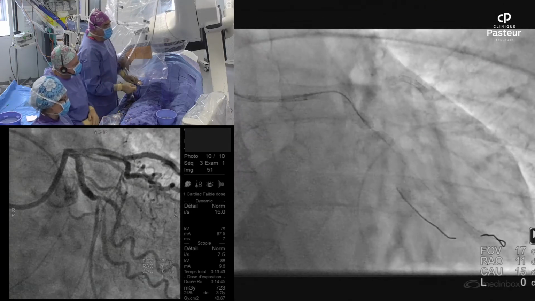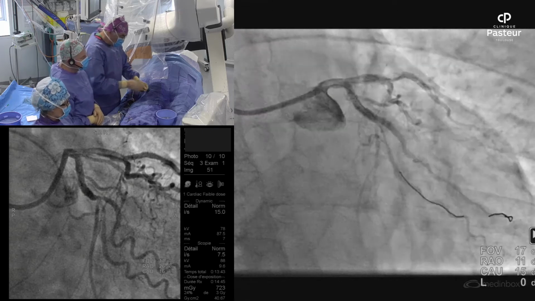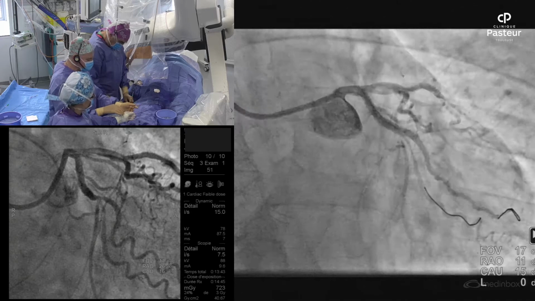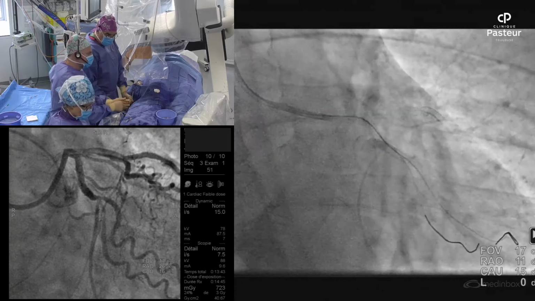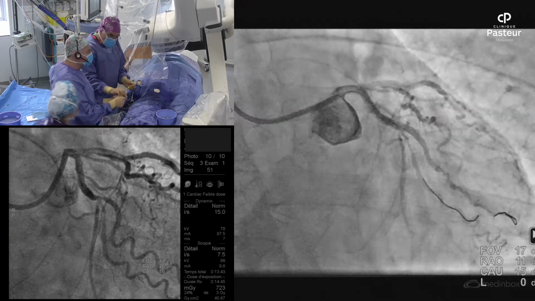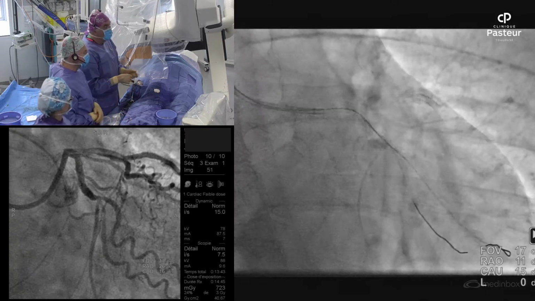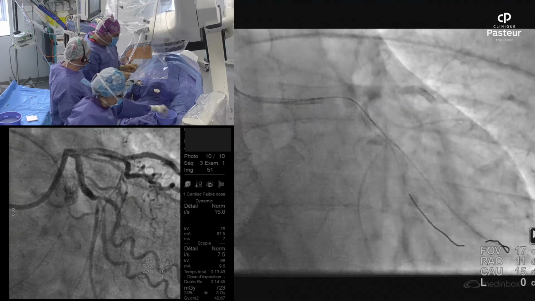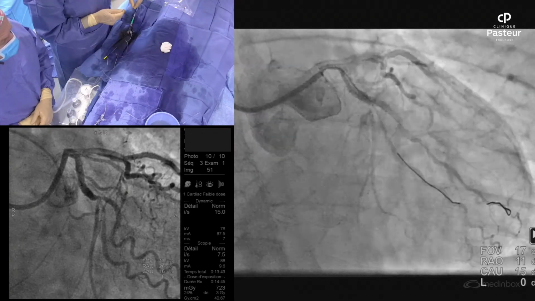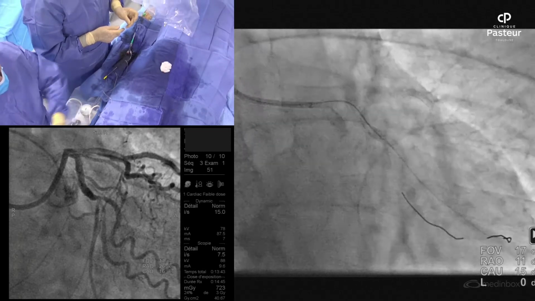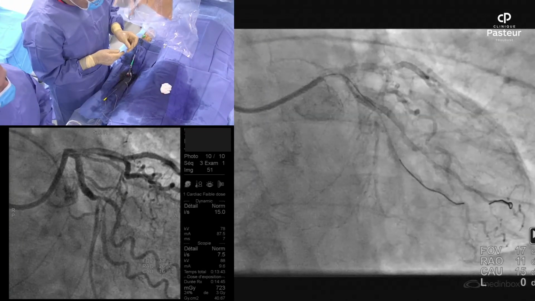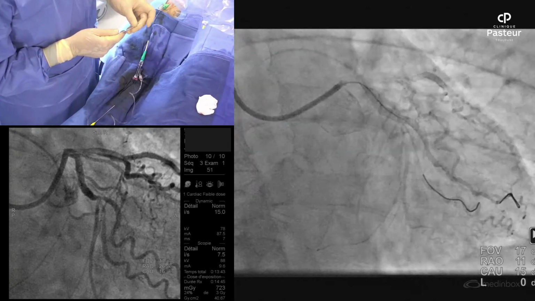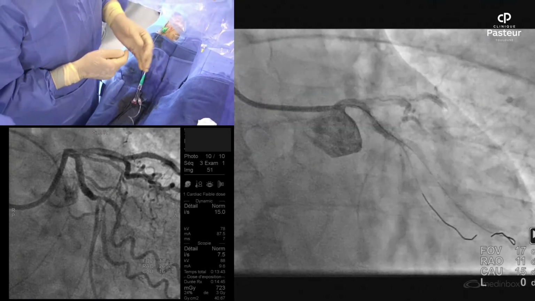Okay. And now what we could do is to take a third wire, in order to recross in the second marginal. And once again, when we look at the difficulty here to advance the first wire in the first marginal, I will definitely use a third one, because you have the tortuosity and the risk of crossing through the struts of the proximal stent. So probably here it's advised to use a third one and to recross.